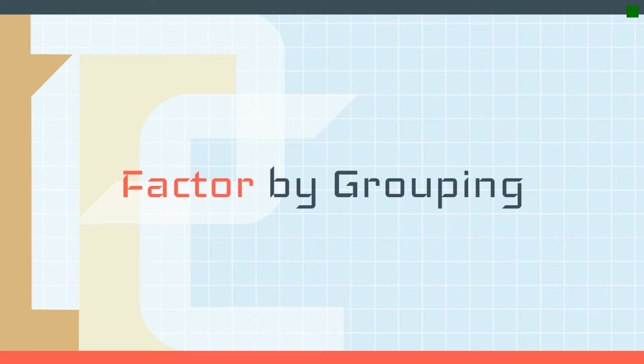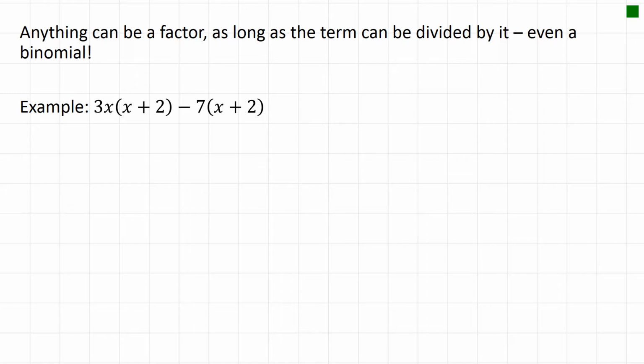Factoring by grouping. So anything can be a factor as long as each term of the polynomial can be divided by it. And that includes binomials. So looking at this example below, we have this polynomial expression, and what we see is that each term, so again, here's one term of our expression, and here's the other term of our expression because they're separated by a plus or minus sign, in this case a minus sign.